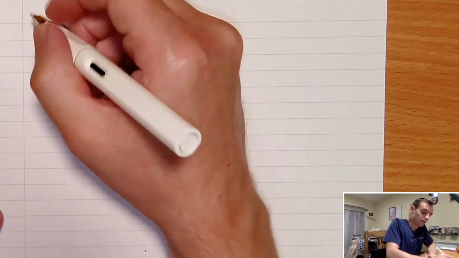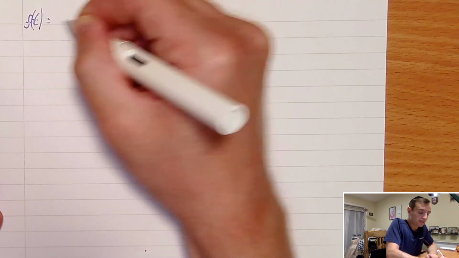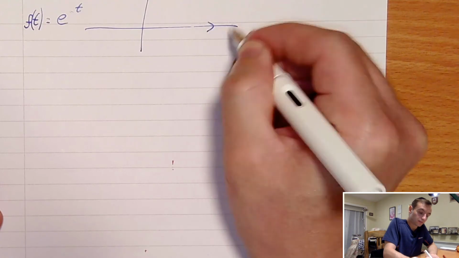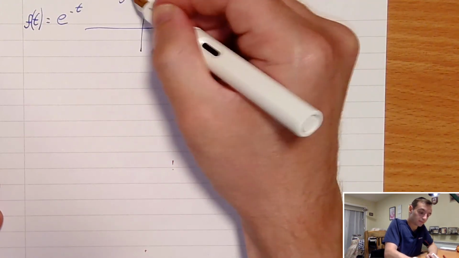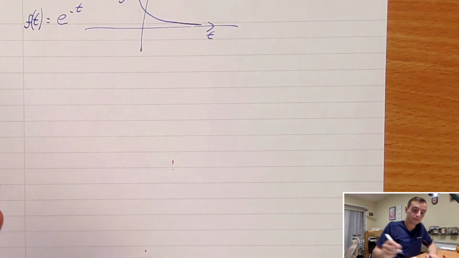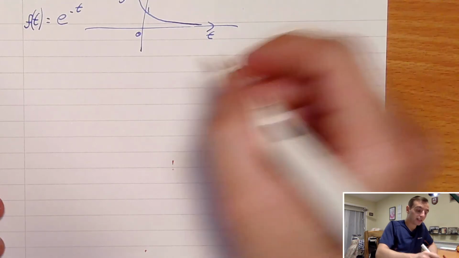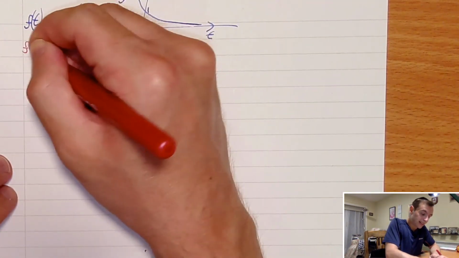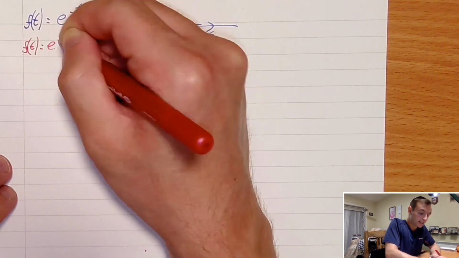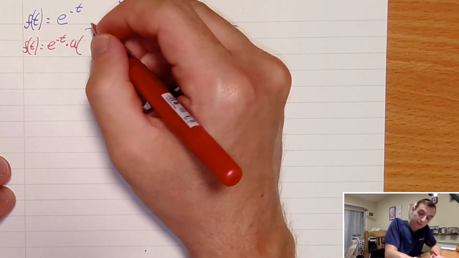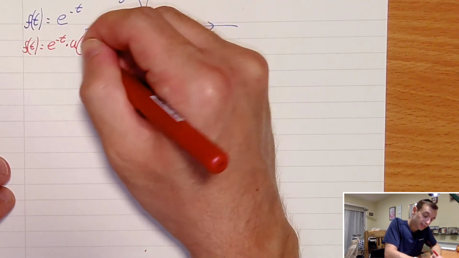So let's have a look at an example here. Let's say we have f(t) = e^(−t). So we know what that's going to look like. It's going to look something like that. Yeah? 0, 1. And let's say we want to know what, I'll do it in a different color. Let's say f(t) = e^(−t) · u(t − c).